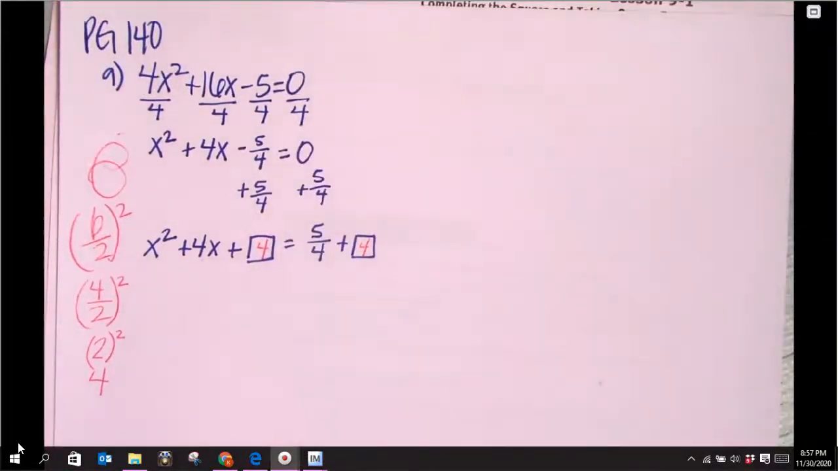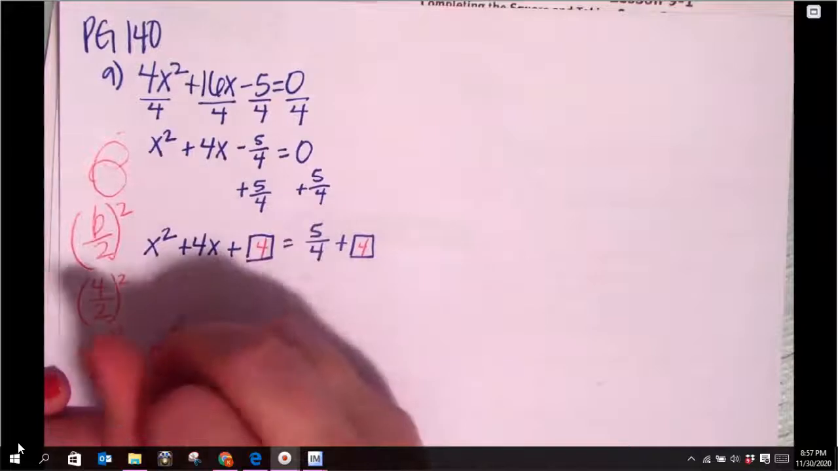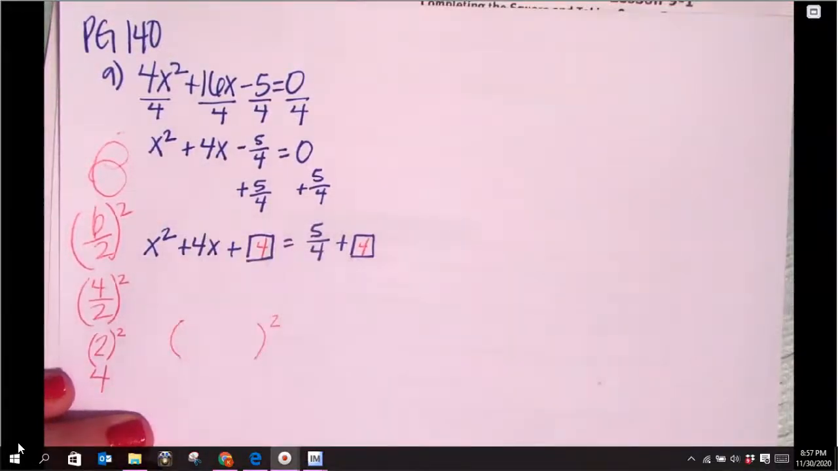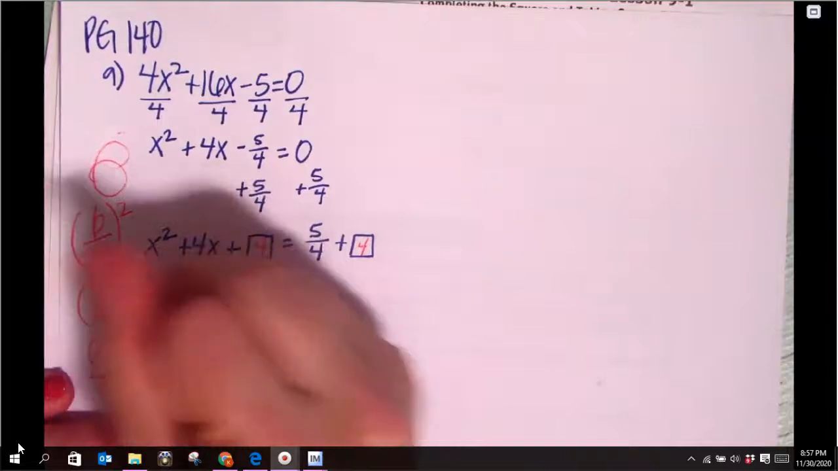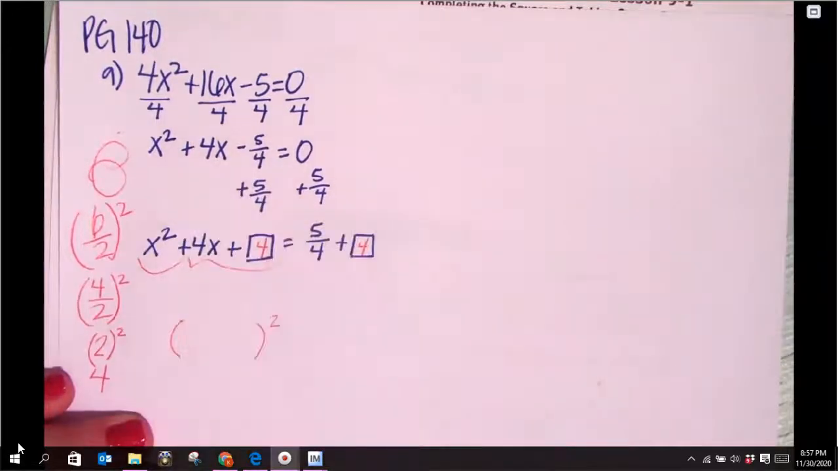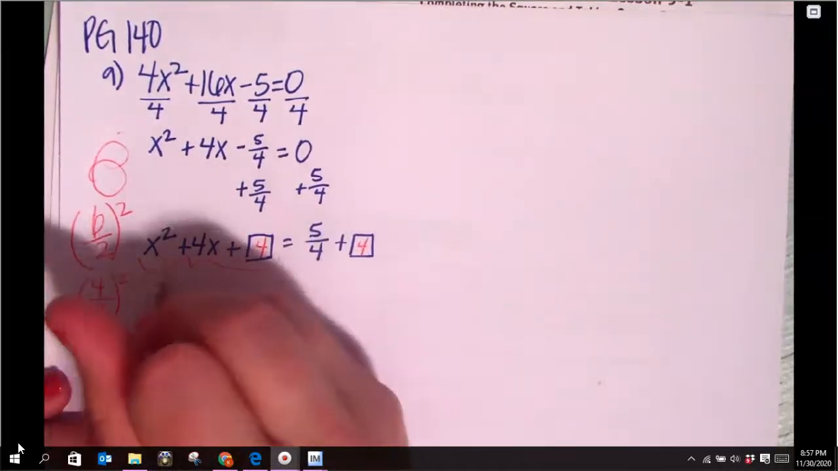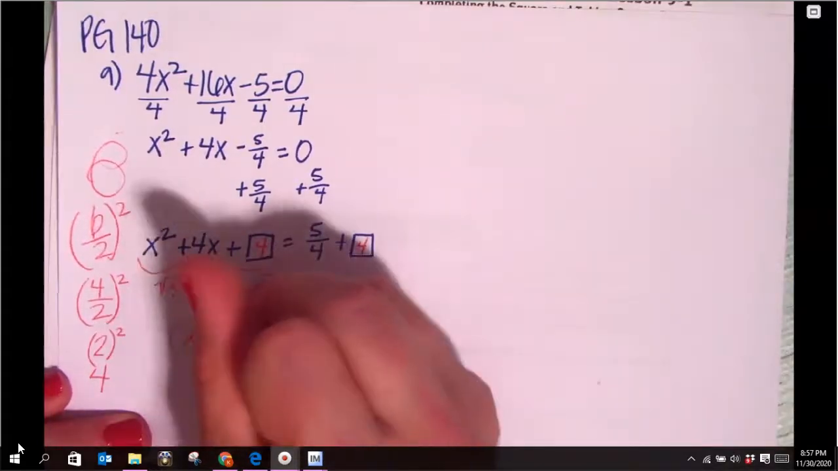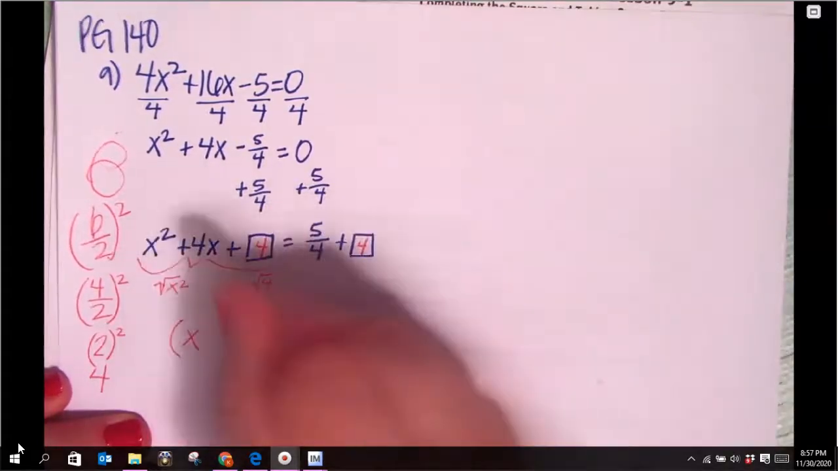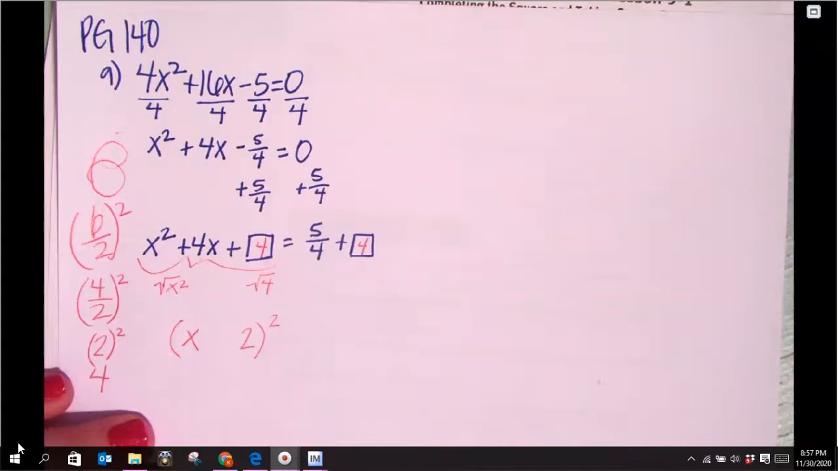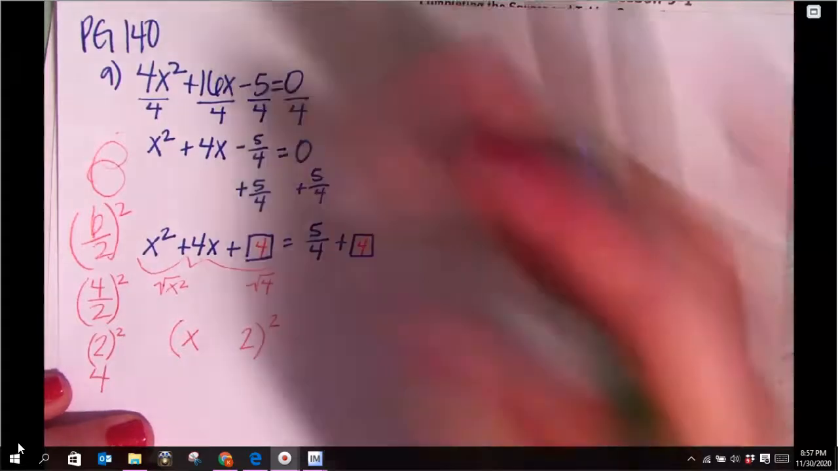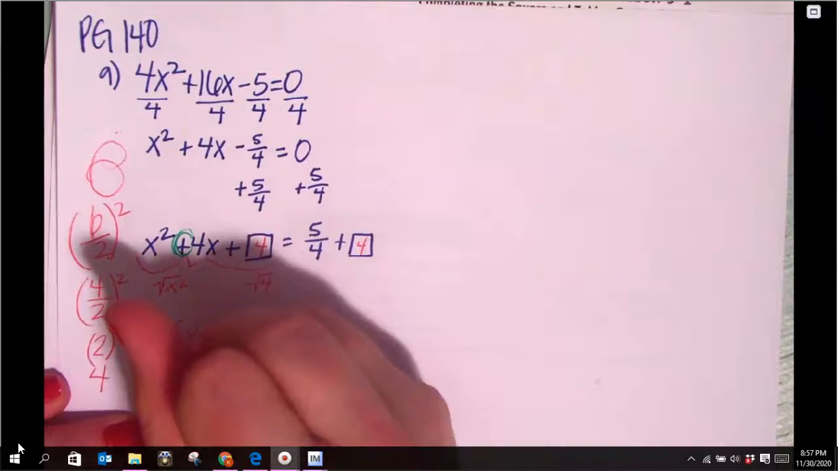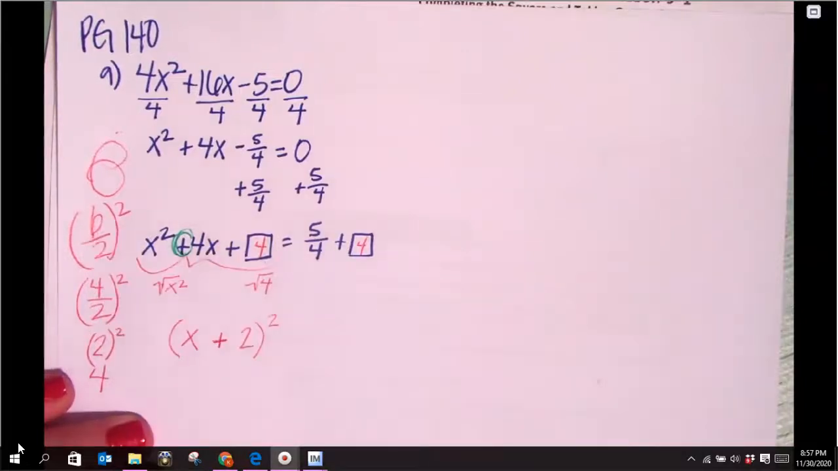Just like that. Now, this side is going to be your perfect square trinomial. So you take the square root of the first, x squared, which is x. The square root of the last, which is 2. Then the sign comes from b. Since this is a positive 4, I put a plus sign in between there.